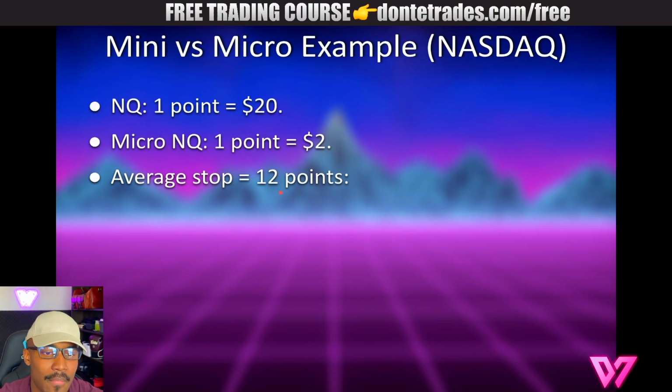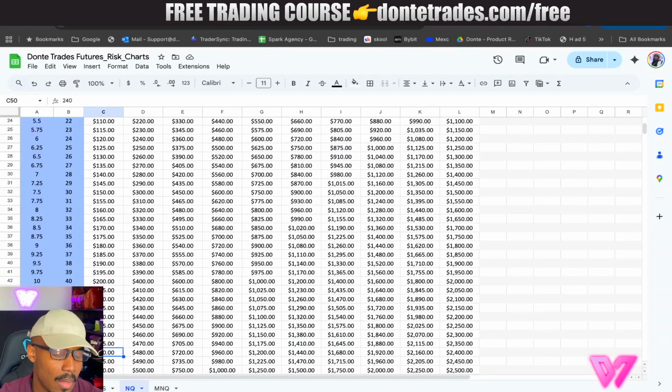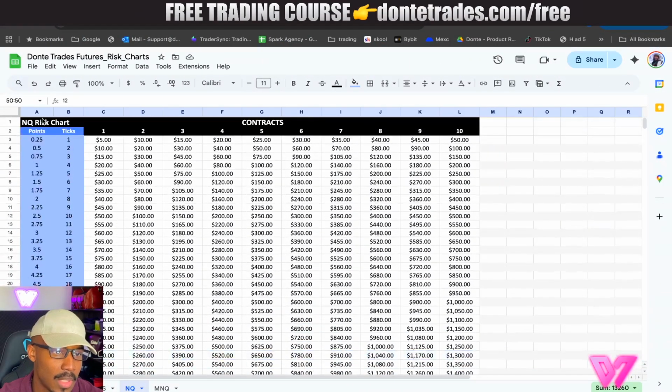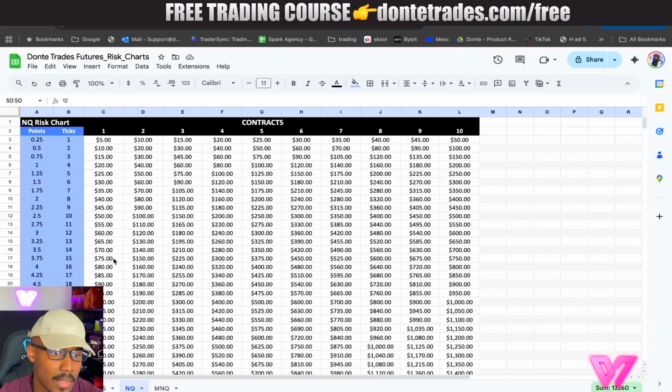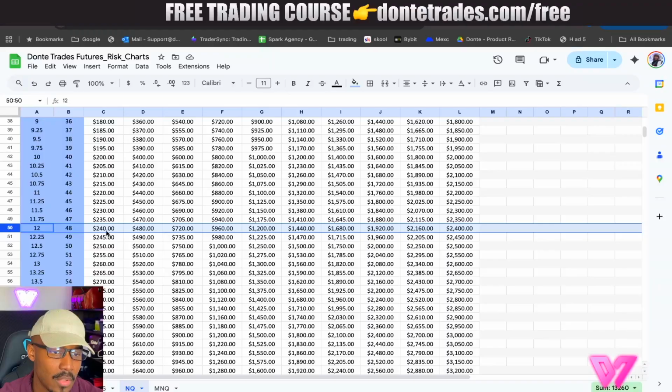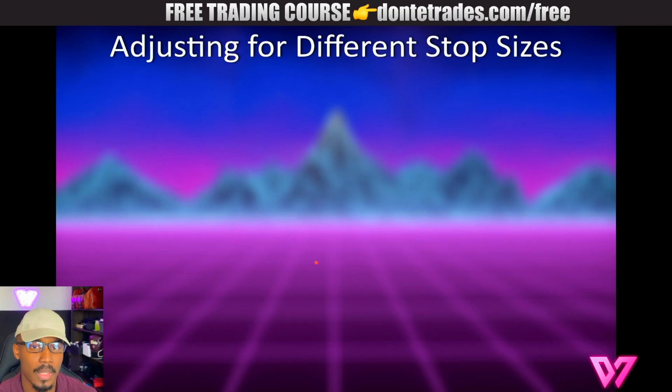Now let's say we have an average stop loss of 12 points. So on the mini NQ, which is just the regular NQ, 12 points times 20 is $240 worth of risk. And then you can just see that on the sheet here. So if my stop loss was 12 points or 48 ticks, however you like it, with one contract, you can see here that my risk would be $240. And then the micro will be the same exact thing, but just 10 times smaller. So instead of $240, it'll just be $24 of risk per contract, right? So same exact thing with the NQ.